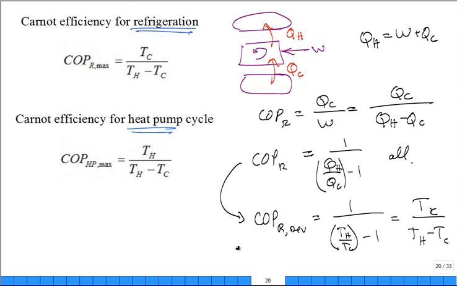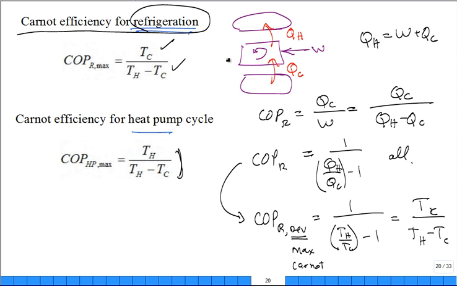And that often you just say is the maximum, or reversible, or Carnot. That word Carnot is used to imply it's the maximum. So the Carnot efficiency for a refrigeration cycle is given by this ratio of temperatures. You could do the same thing for the heat pump. It's just algebra, very similar to what I've shown.